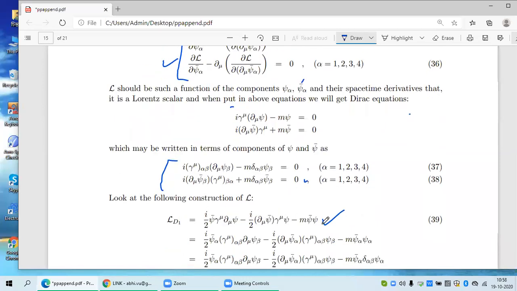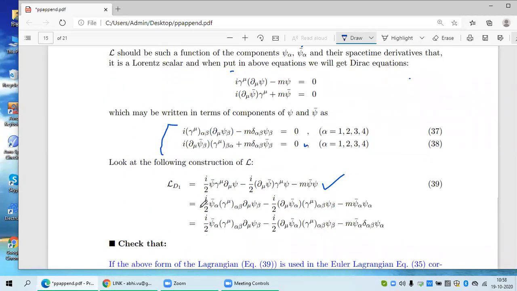Now this I have written in a compact form. You could have written it in terms of individual components like this. See, this is a single component object. So psi bar is a 1 cross 4, gamma mu is a 4 cross 4, and psi is a 4 cross 1. So 1 cross 4 into a 4 cross 4 matrix into a 4 cross 1 matrix. The result is a 1 cross 1. Clear? Which you can write in terms of alpha beta in this way. There is a sum over alpha as well as a sum over beta. There is no free index, because this is a closed matrix multiplication.